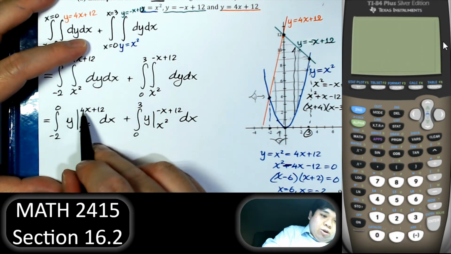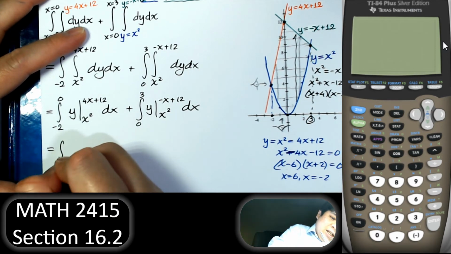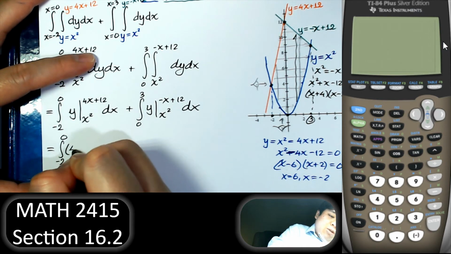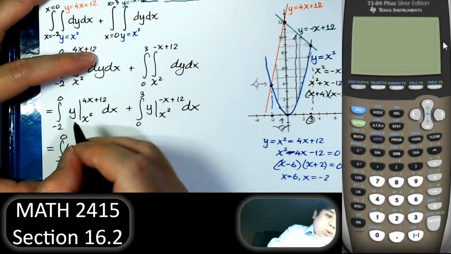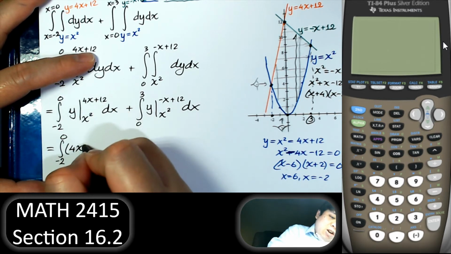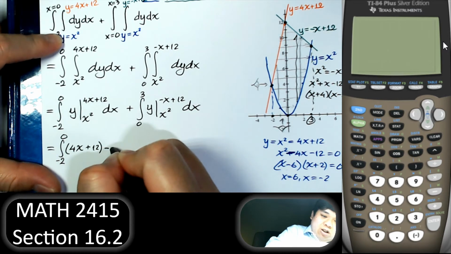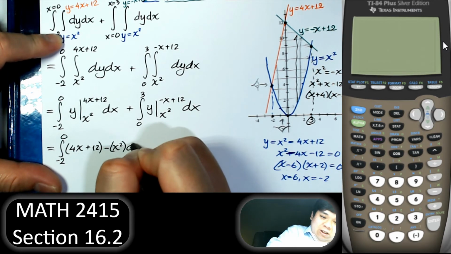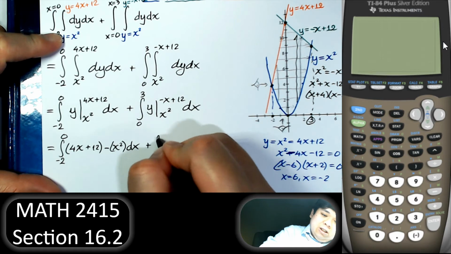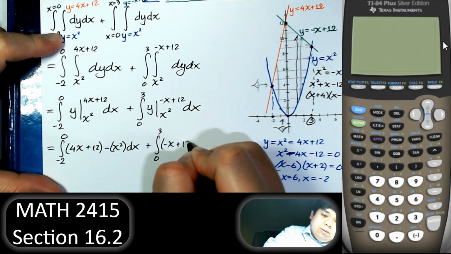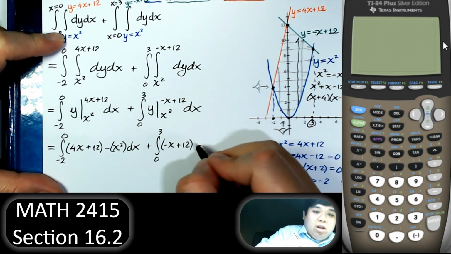And then we just put that in here. So now this makes perfect sense, consistent with what we have in calculus 1 or calculus 2. We just have the function above minus the function below.